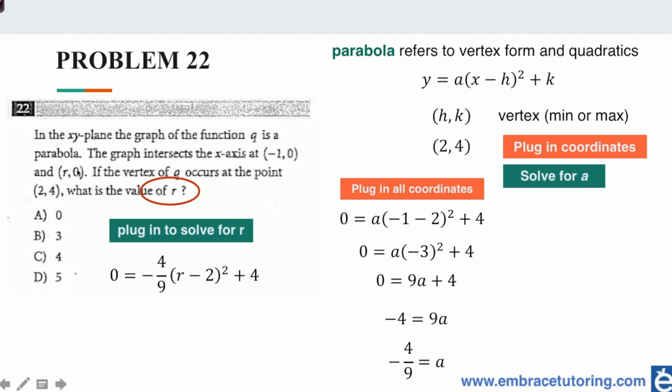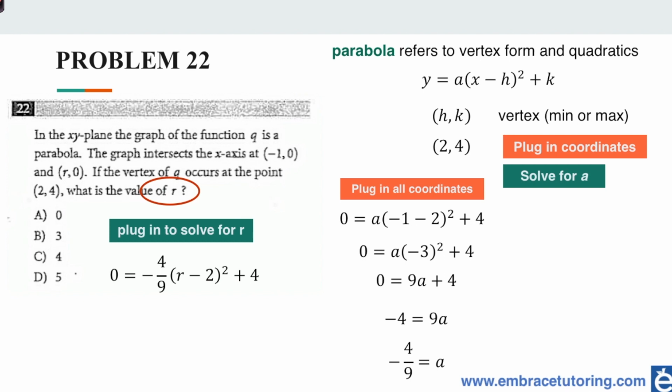Notice what I had to do. My 0 is still the y coordinate. My -4/9 is what my a is representative of according to the vertex form that you see here. And the r here now becomes my x value, or my x coordinate, which is also provided within your vertex form. The 2 is still going to be the h of the vertex, and the 4 is still going to be the k, right? Given the fact that this is h and this is k.